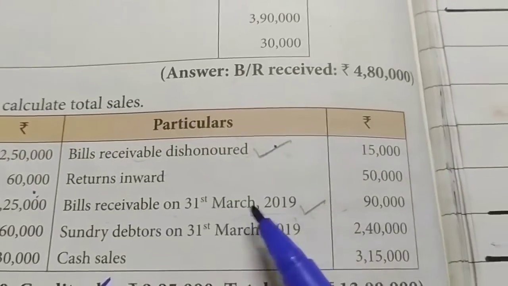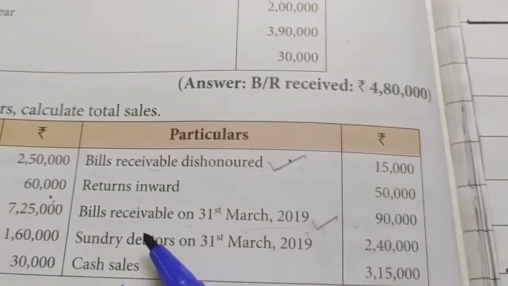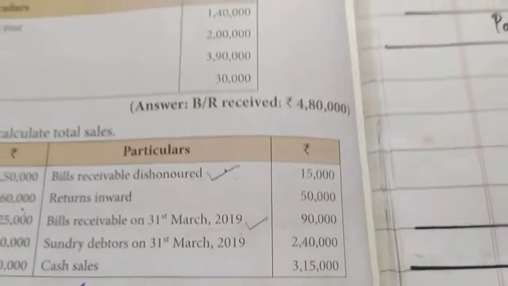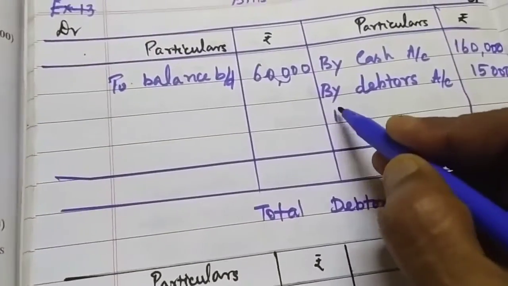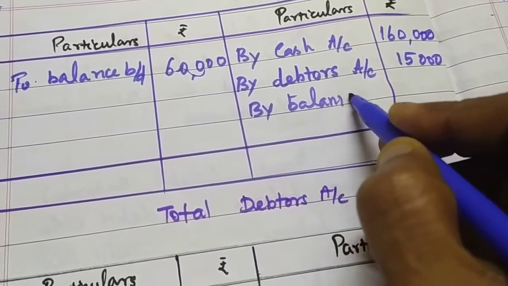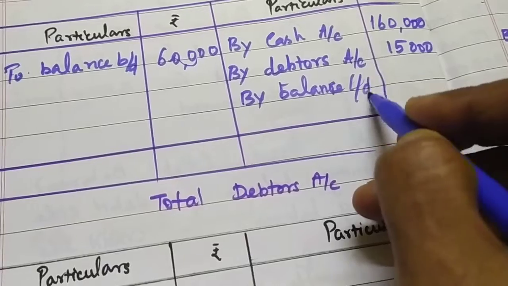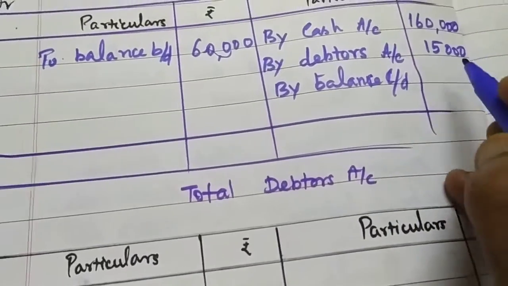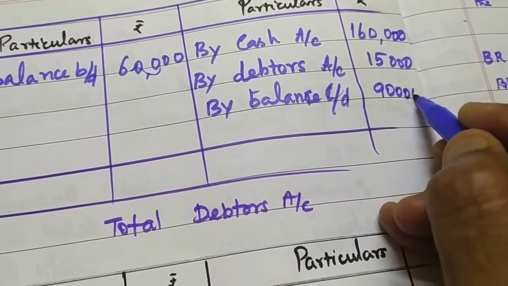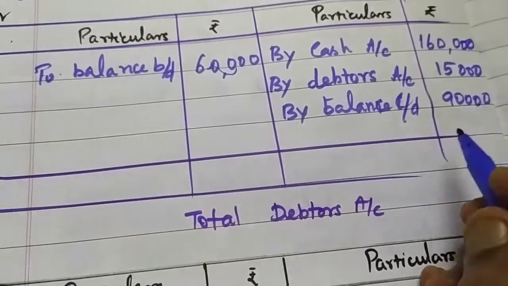Then bills receivable on 31st March. This is closing balance. We know that it will come in the credit side, 90,000. So credit side I am writing by balance C by D. This is closing balance. So I am writing C by D. This is 90,000. Now what we have to do? We have to total the credit side.